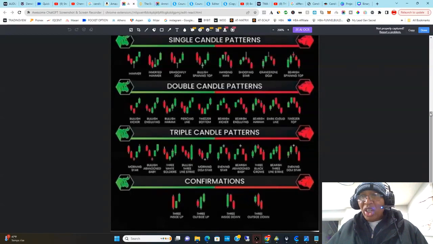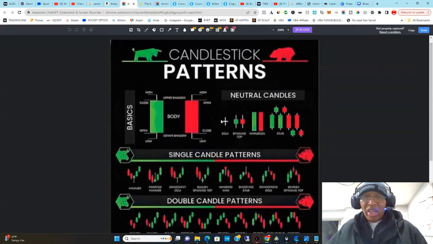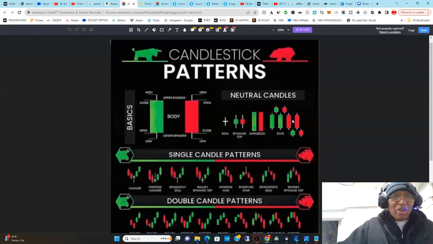Okay, these are the doji candles, guys. You can see the doji is right here. The spinning tops are here. Marubozu candles are here. They have no wicks. They're about the same size. Then we have these star formations here. You can see a mixture of bulls and bears, all mixed up candles here.